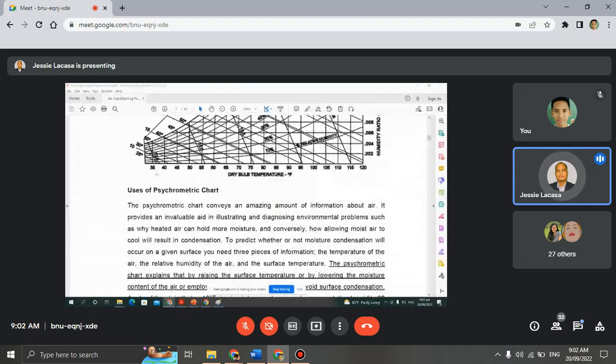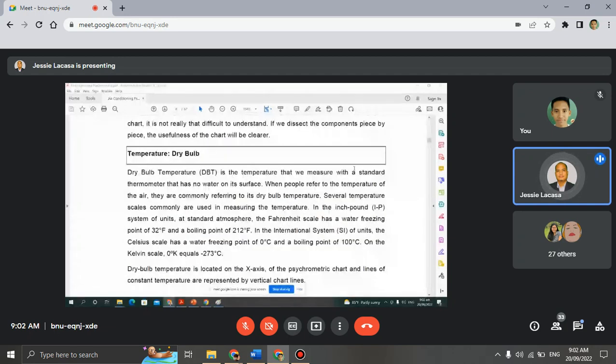So by definition, unsa man yung variable temperature? So ang variable temperature mao na siya ang temperature nga ma-measure using the ordinary or the standard thermometer, no? Kanang gamit ka og thermal gun, no? Variable temperature nga to ang ma-measure.